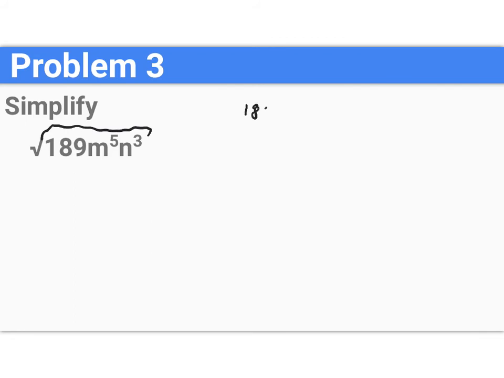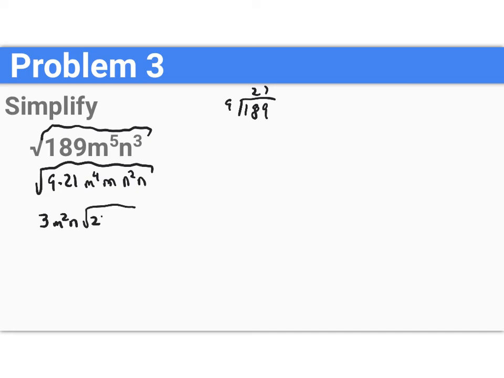189. Let's see what 189. We start dividing by the lowest perfect square that we know of, 9. 21, its multiples are 7 and 3, which are not perfect. Okay, so we got 9 times 21, m to the fourth, m, n squared, n, all under the radical symbol. The square root of 9 is 3. The square root of m to the fourth is m squared, n, taking off that first one. And what stays under the radical sign is 21mn. And that's the answer.